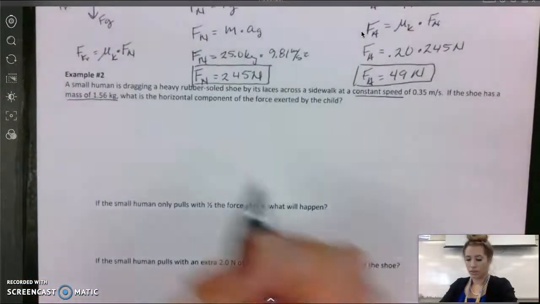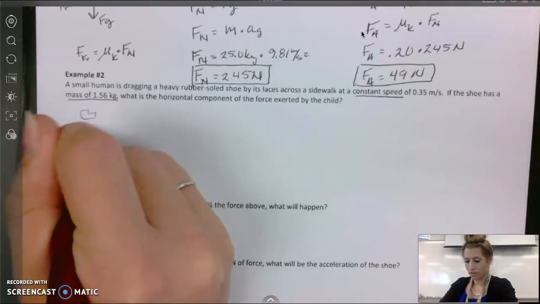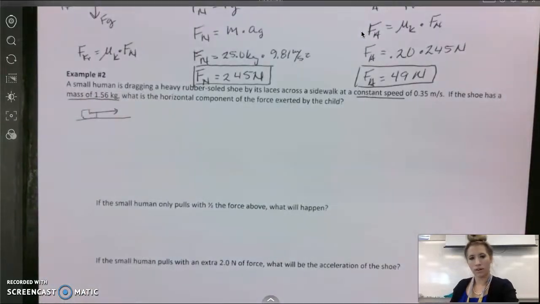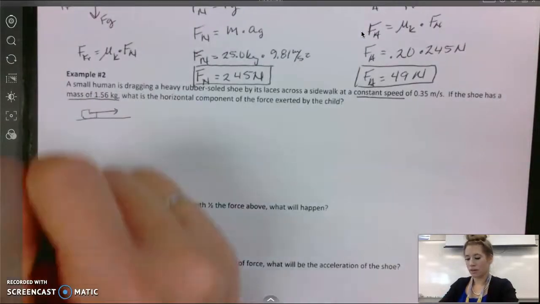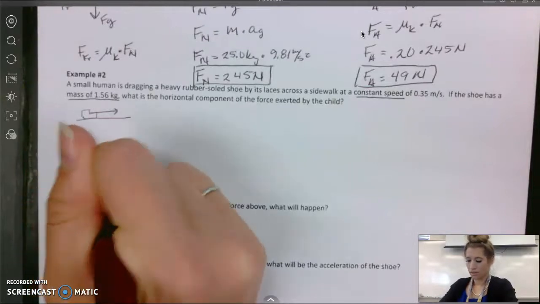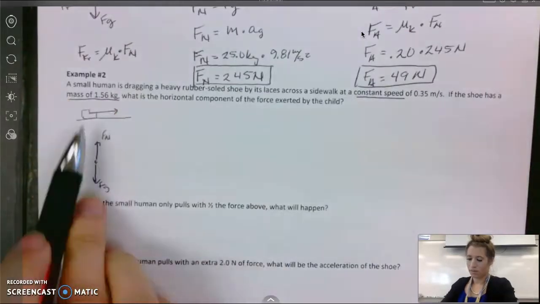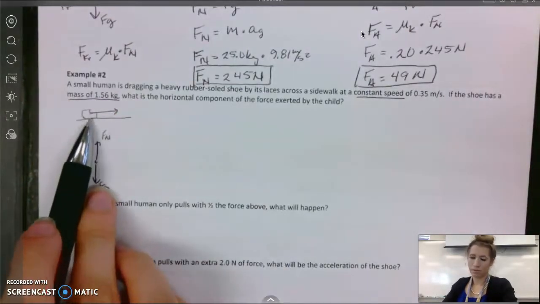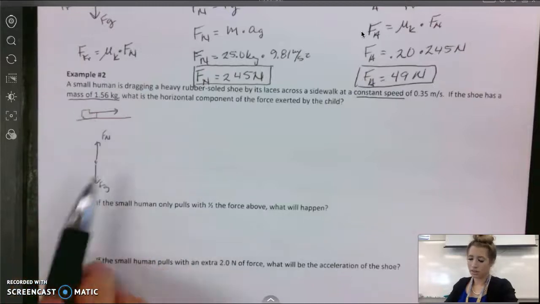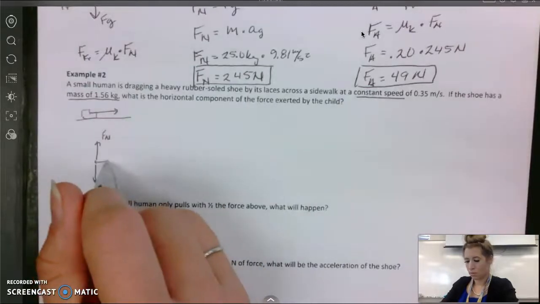Now, let's draw a picture of what's happening here. You have a shoe on the ground, and it's being dragged by its laces. Now I want to draw a free body diagram. Force due to gravity, normal force. The shoe's not sinking into the ground or rising off the ground, so the acceleration in the y direction is 0, so the sum of the forces in the y is 0. Then we have a force applied.